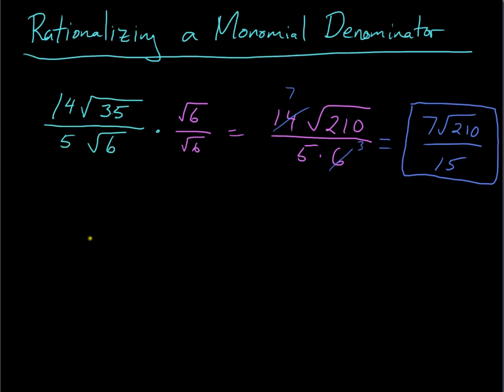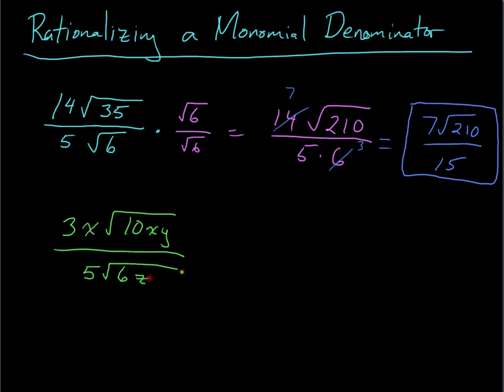And let's do one more. Let's put an x in this one. Let's go 3x root 10xy over 5 root 6z. Okay. So the variables don't make any difference. We just do the same thing. So I want a root 6z to get rid of that root 6z.